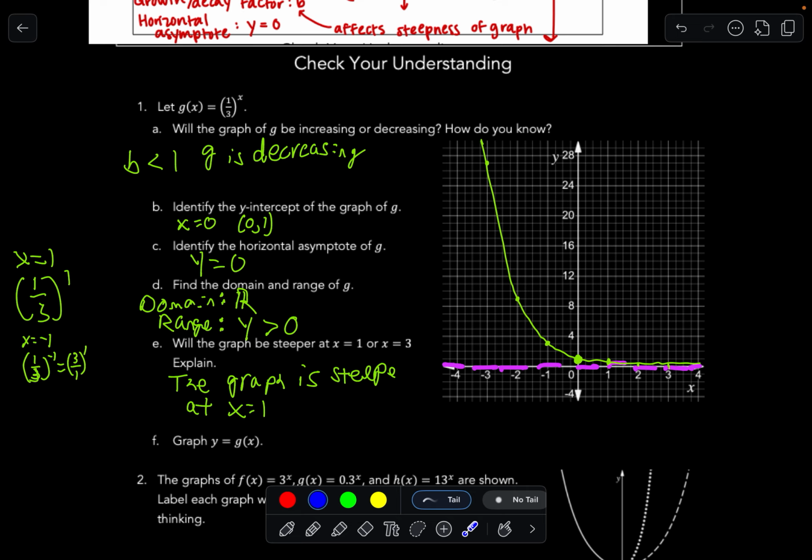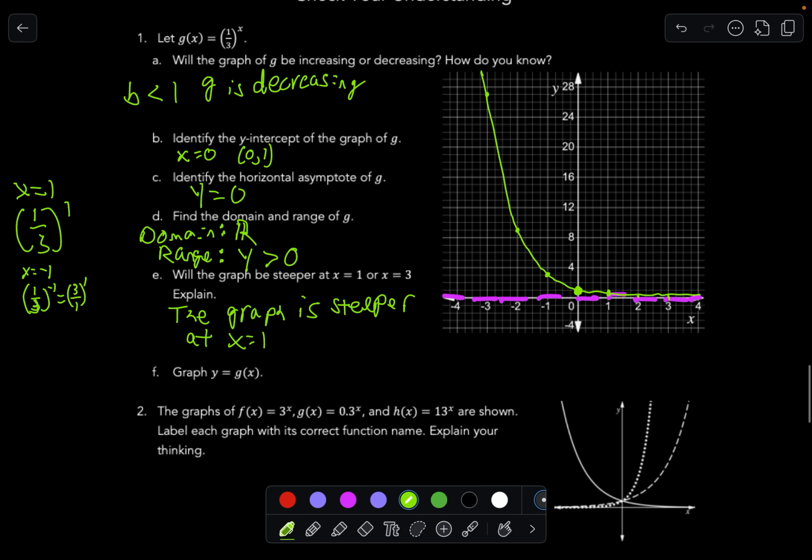And you can kind of see that here. If you draw a little tangent line that indicates the steepness, you see it's like that, and then this one's flatter, so it's less steep, less steep, less steep as we go out. So the graph is always steeper for this one when x is smaller, to the left.